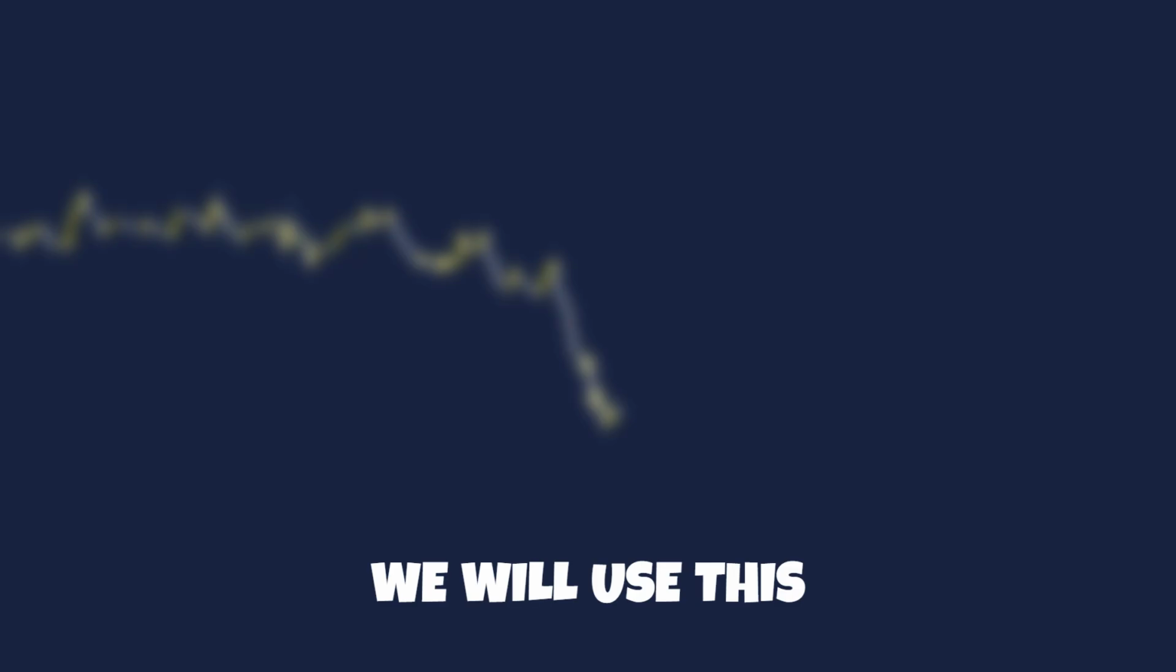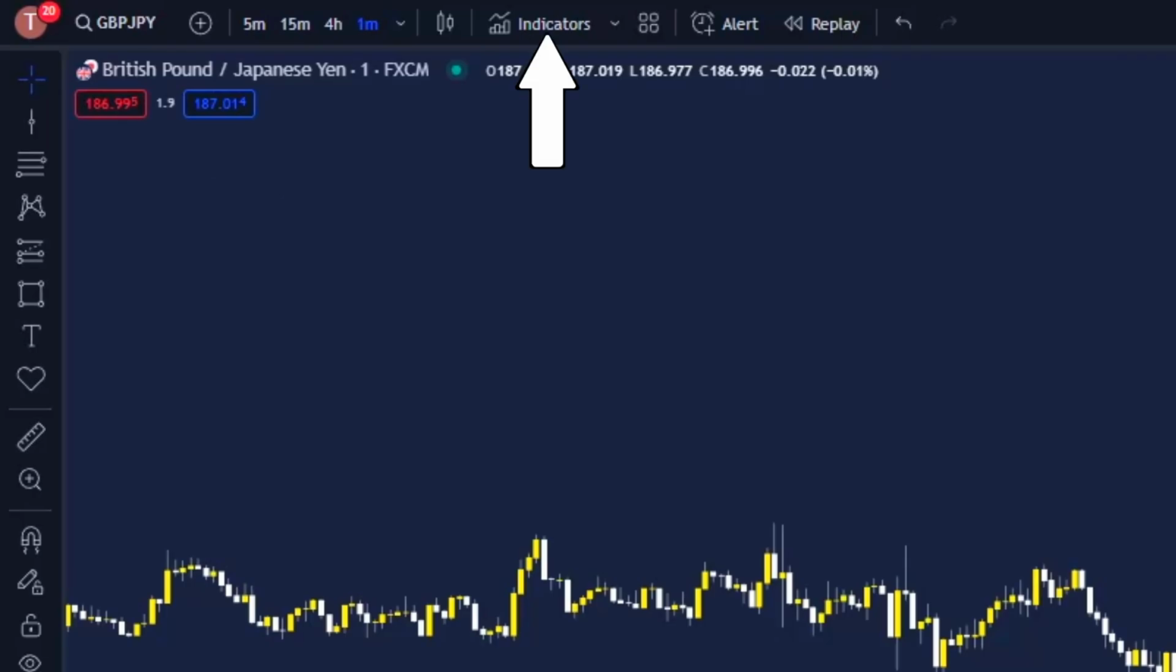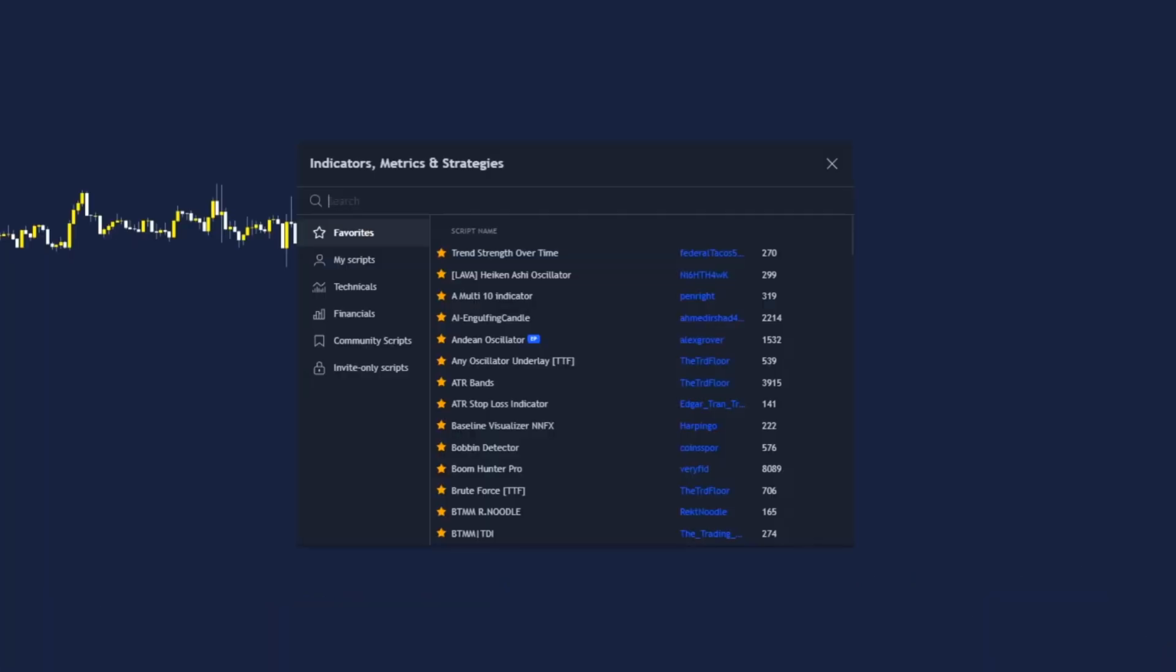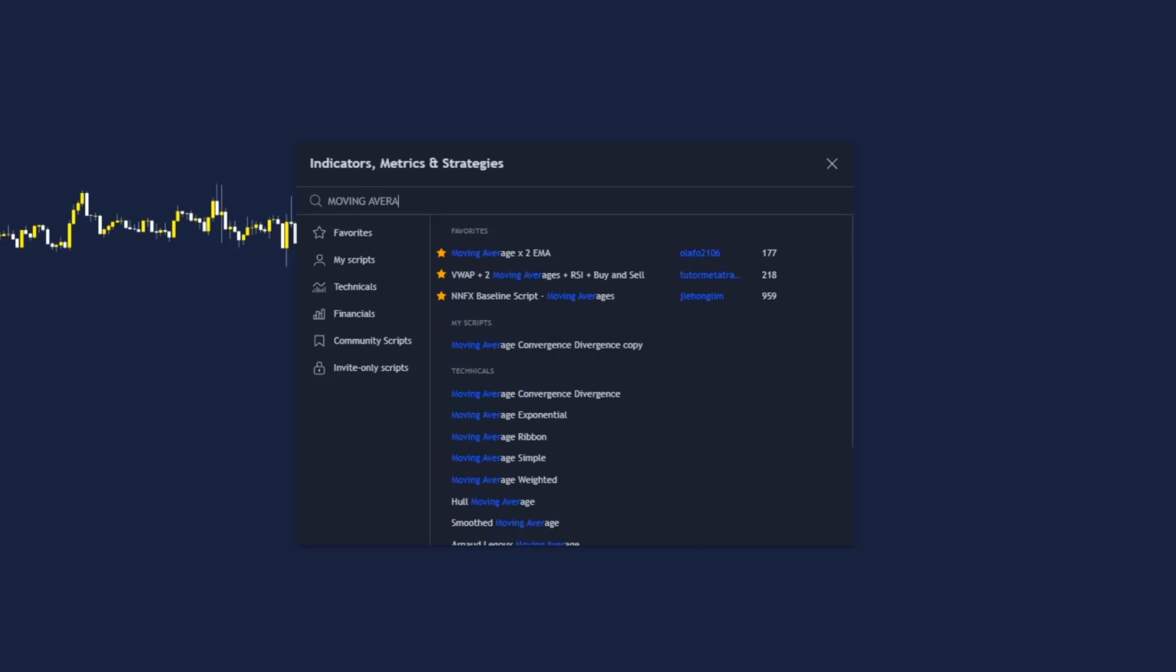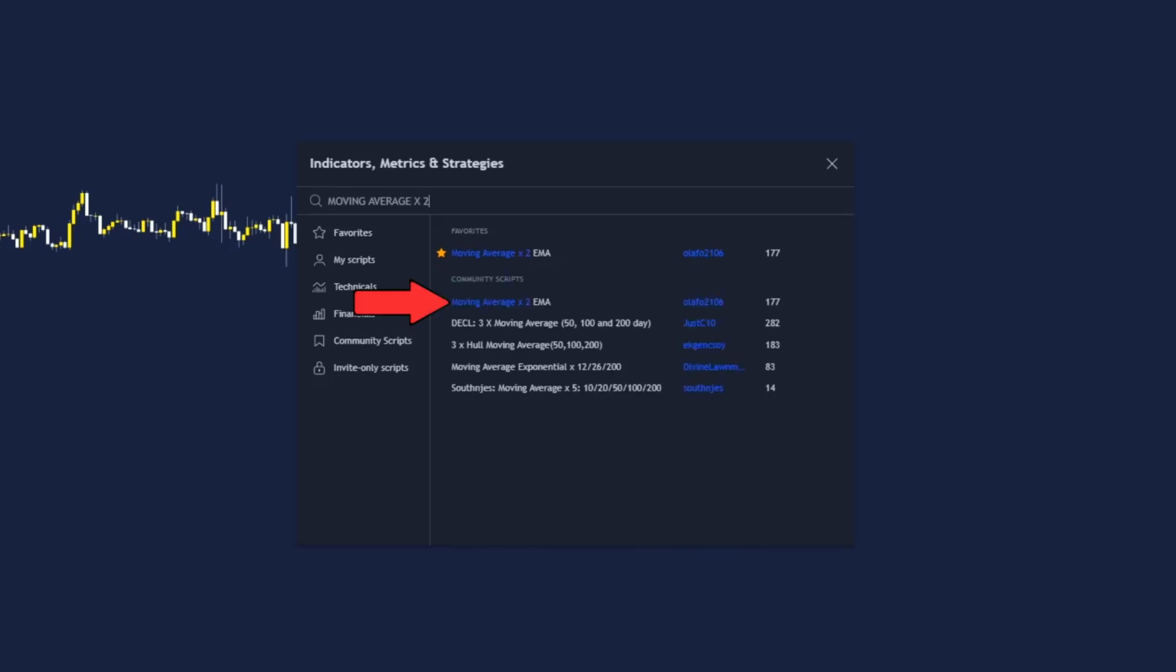The first indicator we will be adding is a moving average combination. We will use this to identify trend of market and prepare for signals. Click the indicators tab again at the top left, and from here we are going to search moving average times 2. Add this one to your chart.